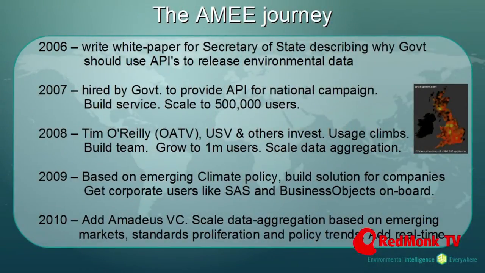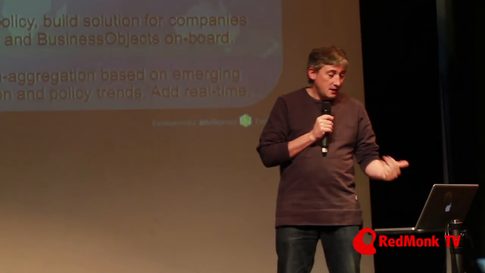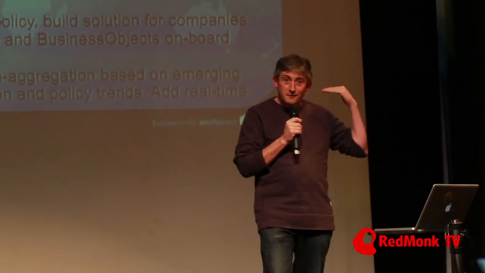So in 2010, we added more money, which is great. Amadeus, Hermann Hauser and co. We scaled our data aggregation further. Still only 18 to 20 people in the company. We looked at emerging markets. We brought more standards together. We saw a proliferation of standards. The whole thing was really starting to motor. Policy was looking like it was going to come in Australia and various other parts around the world. And we added a real-time function as well, so you could start putting smart meter data directly into some of the AMEE systems.